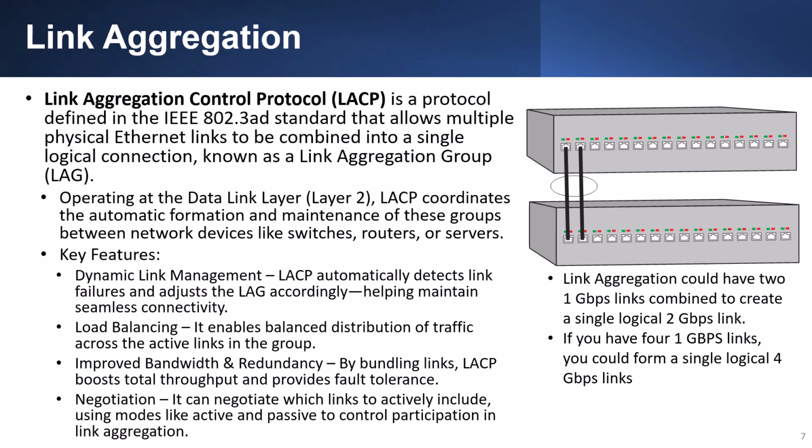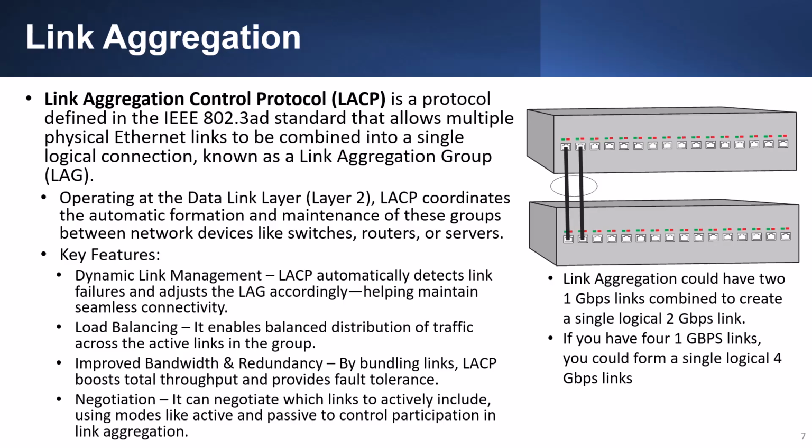Link Aggregation Control Protocol, or LACP, is a protocol defined in the IEEE 802.3ad standard that allows multiple physical Ethernet links to be combined into a single logical connection known as a Link Aggregation Group, or LAG. It operates at the data link layer, Layer 2, where LACP coordinates the automatic formation and maintenance of these groups between network devices like switches, routers, or servers.